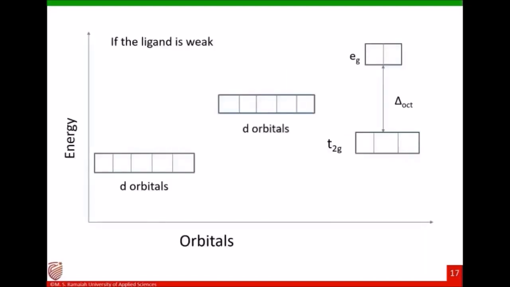Now, how can we arrange the electrons in the d subshell? If the delta value is lower, then the sequence is like this. After the entry of electrons to the T2g orbitals, the electrons can go to fill the Eg orbitals with one electron each, because the delta value is smaller. After that, a second electron can be filled in the T2g orbitals followed by the Eg orbitals. So with weaker ligands, generally this will be the trend.